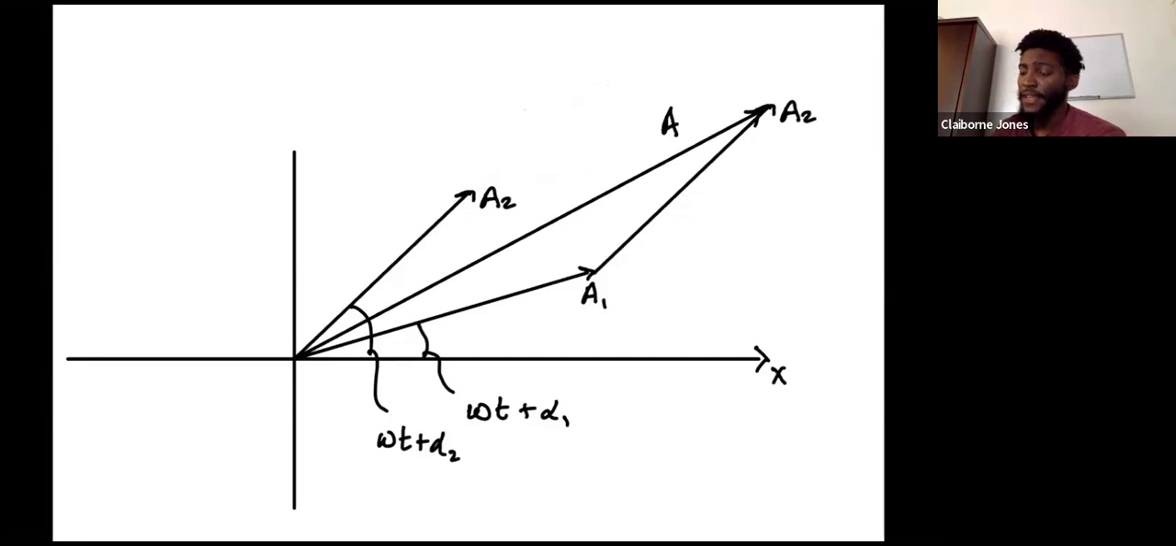And maybe it'd be better if I just change colors, actually. Let me do that, so that there is not any confusion. I'm going to make A2 my red vector. I could have made it orange, but oh well. So this is A2. And this is A1. I'll make A1 blue.